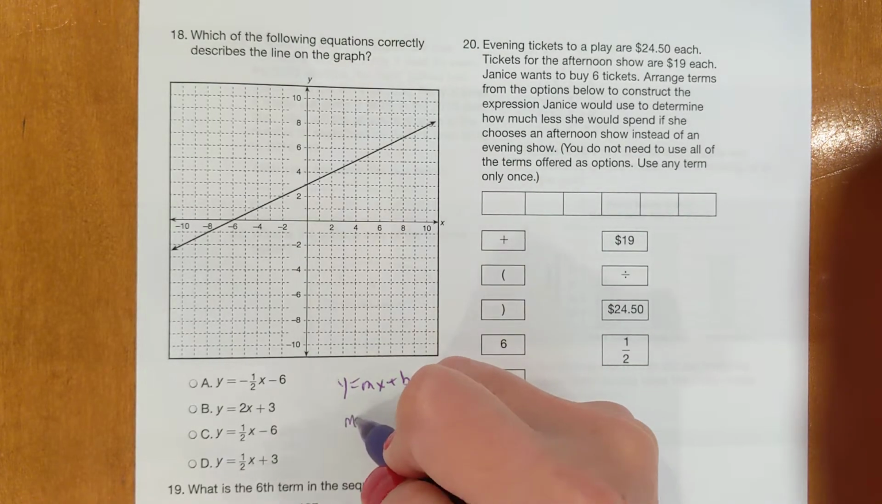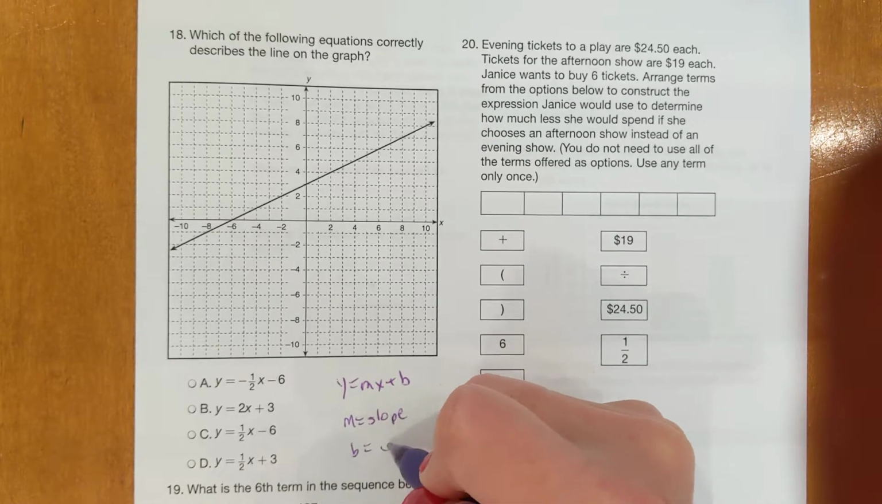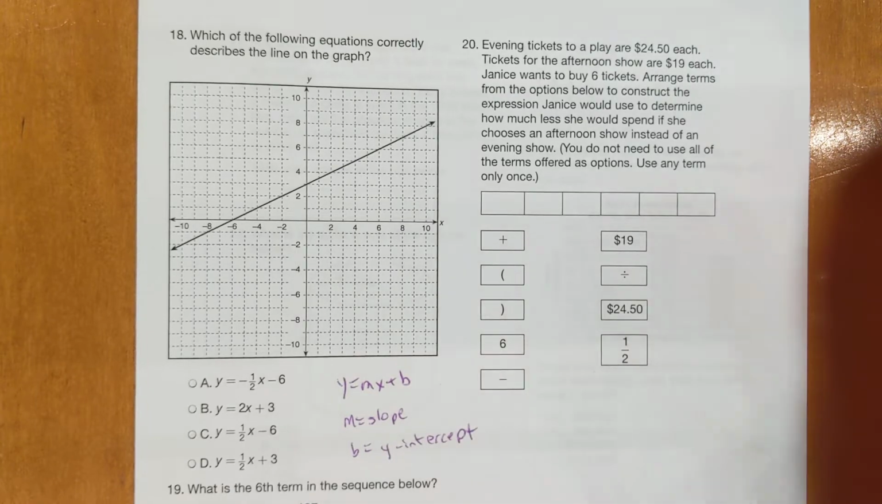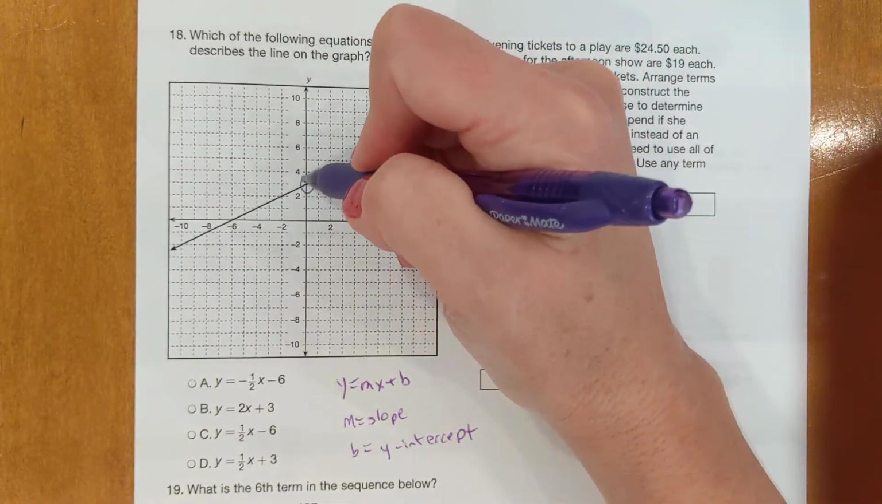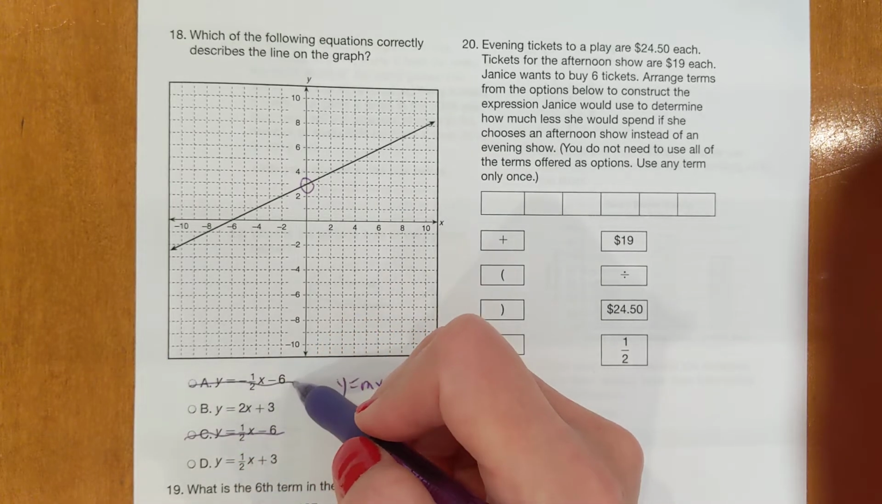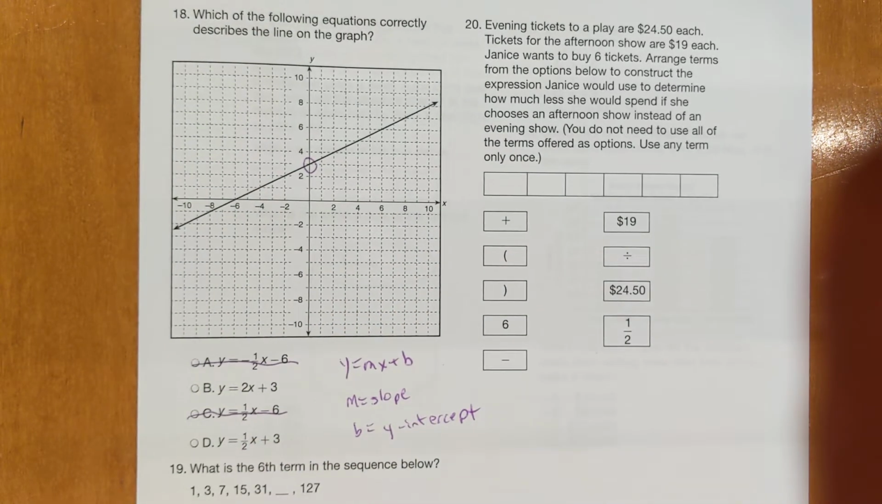The m is the slope, and the b is the y-intercept. So it's where it crosses the y-axis. On here, it crosses the y-axis at the number 3. Between 2 and 4 is the number 3. So that makes it either b or c, because they both have a y-intercept of 3. Then we can use the slope.